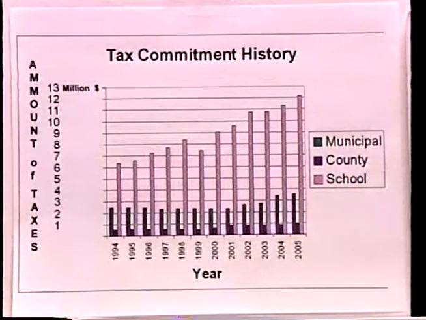And the third component of that is the county tax bill, and that is set by the state representatives from this county setting a county budget, and again, that budget cannot be exceeded. You're getting a quick look at our tax commitment history that shows those three components, and we'll speak to that in much more detail in just a couple of minutes.